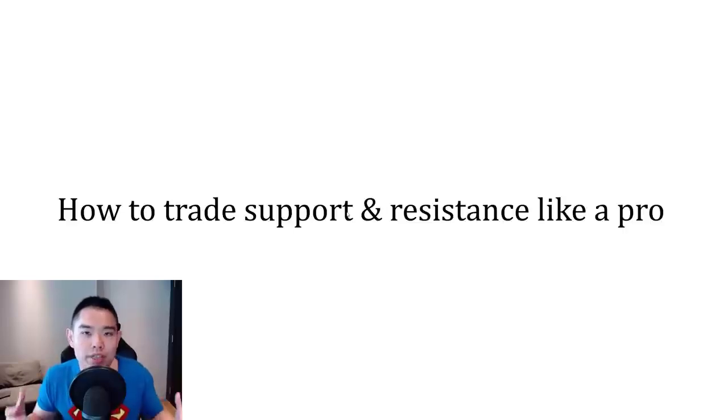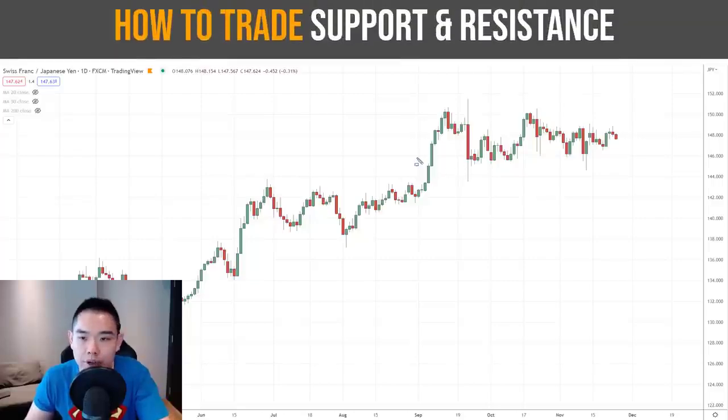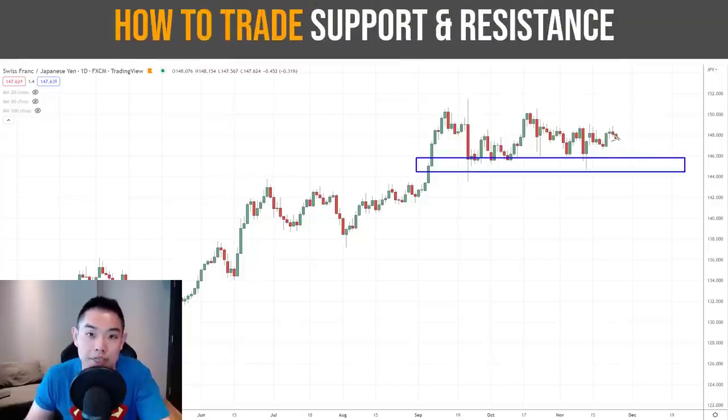How do you trade support and resistance like a pro? So now you know how to draw support and resistance, right? How do you actually trade it like a pro? So here's an example. If you look at this chart, you can see that this is an area of support, right? And traders might be tempted to let the price come into support and then just buy over here.